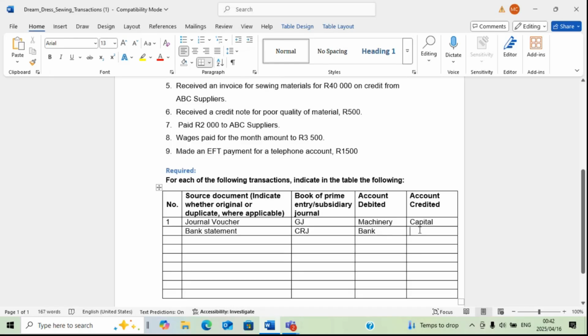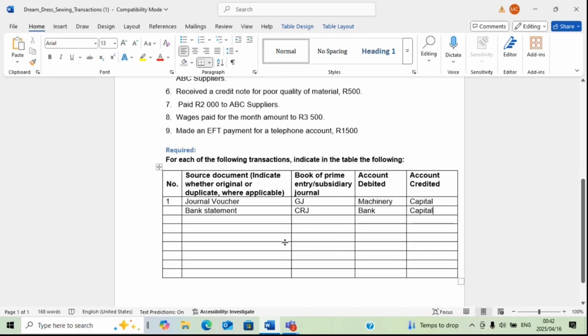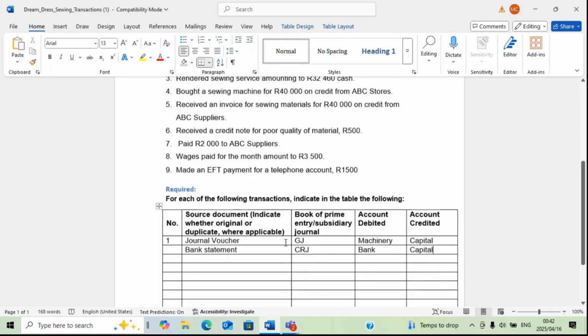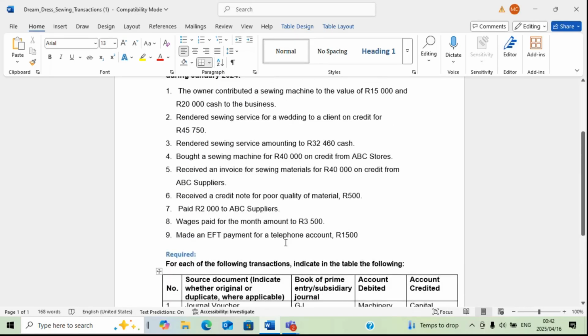All right, and then we obviously want to credit capital because capital is an owner's equity account, and whenever owner's equity increases we credit, right? That is how you should record our transaction number one. Okay, so now let's proceed and go to transaction number two.